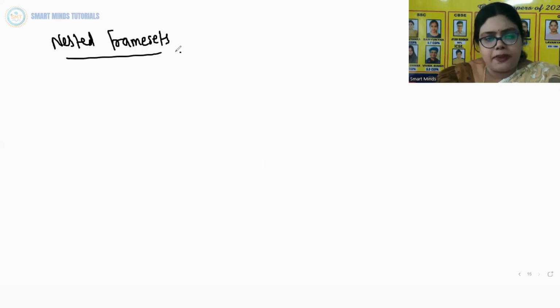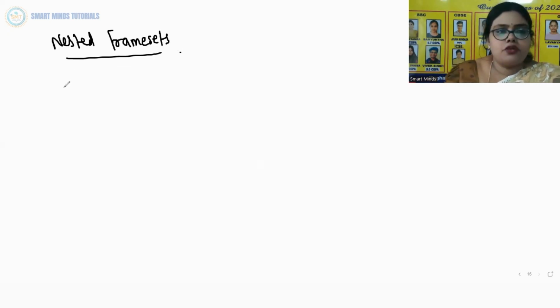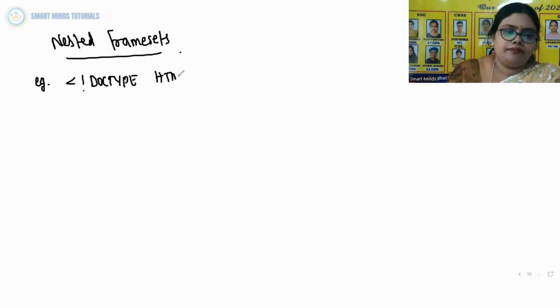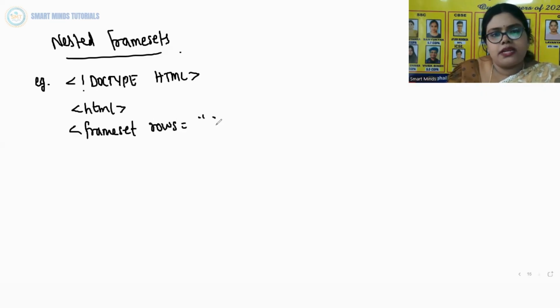So a frameset specifies the grid-like structure for displaying rows and columns. And a nested frameset is created by placing the second frameset element instead of one of the frame elements. So let's see how we can do that. We'll take an example. Exclamation mark, DOCTYPE HTML. Then we give the tag html. Then frameset rows. We are setting the rows now. Rows we are setting as 60%, 40%.